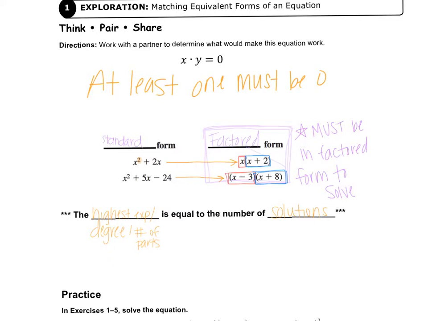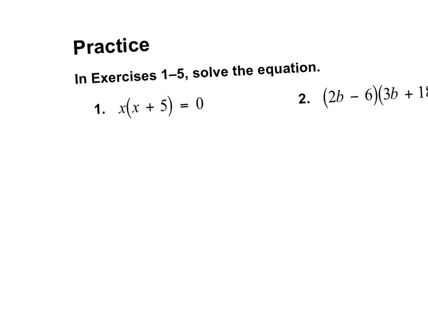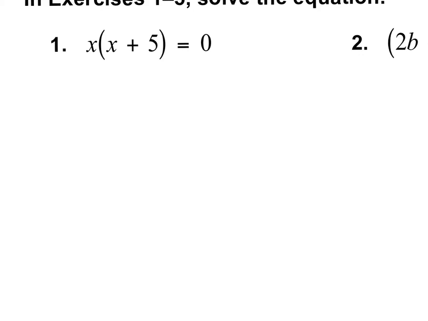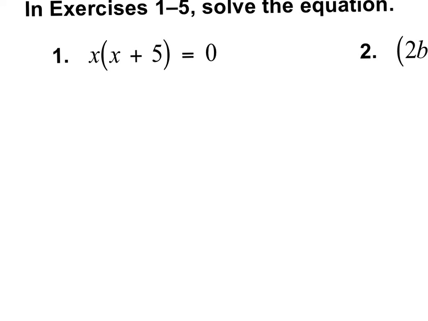All right, let's go ahead and try one. So what form do I need in order to solve? Factored, good. Is number 1 in factored form? Yes. Awesome. All right, so if it's already in factored form, now I need to come up with how many parts I have, right? So how many parts do I have here? 2, good. So x would be my first part, right? And my second part would be what? Good, x plus 5. Okay, good. So we identified our parts.